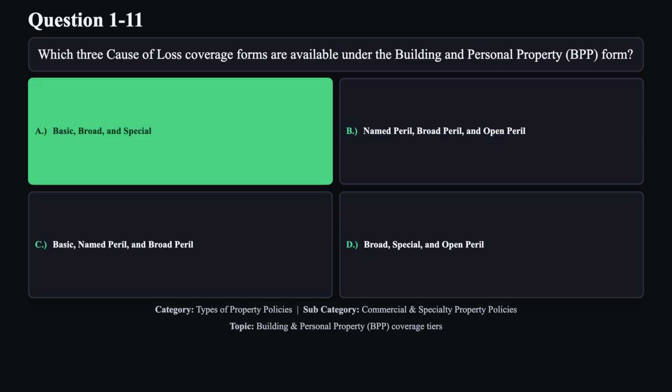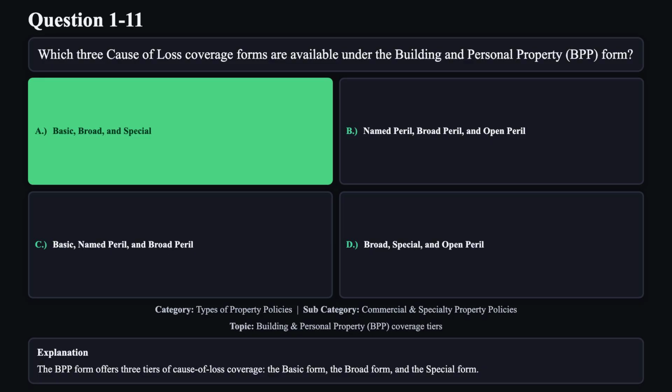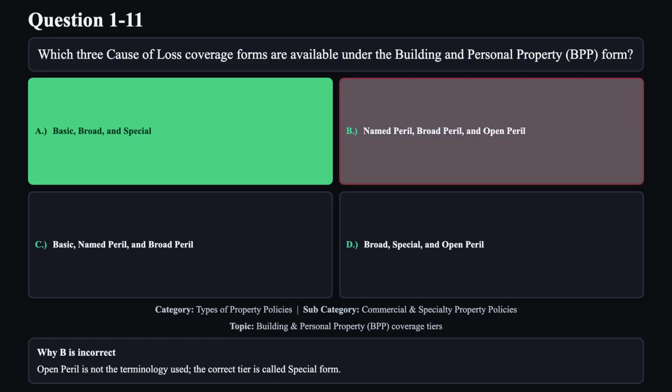The correct answer is A. The BPP form offers 3 tiers of cause of loss coverage: the basic form, the broad form, and the special form. Reason B is not correct. Open peril is not the terminology used. The correct tier is called special form.